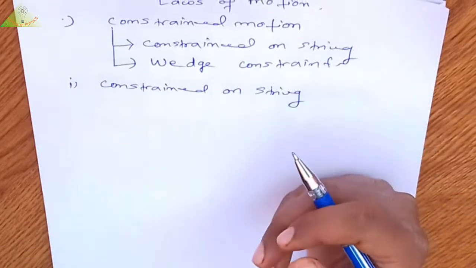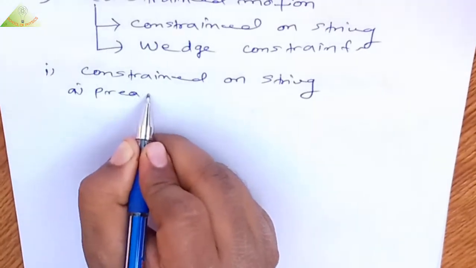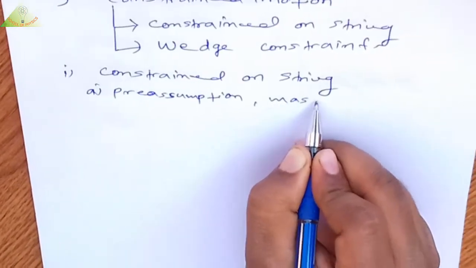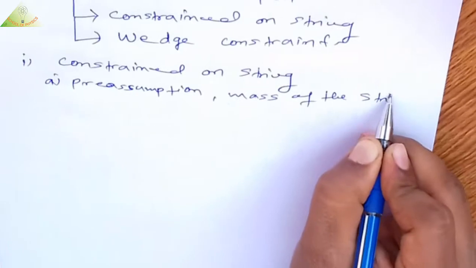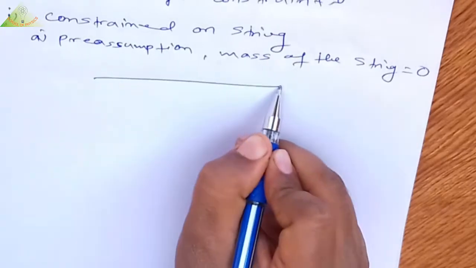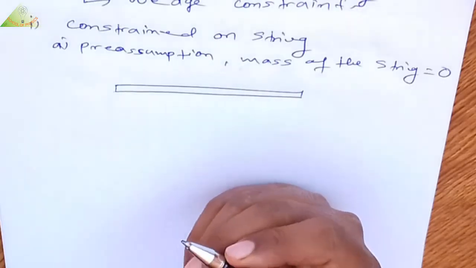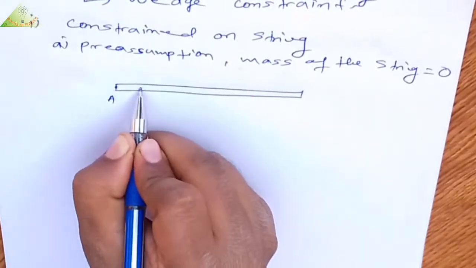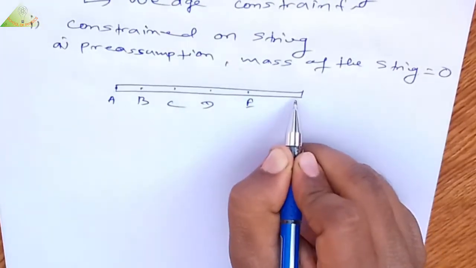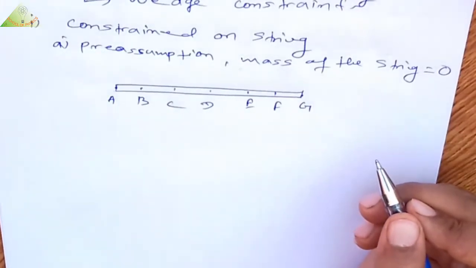String means a rope, and there is one pre-assumption you should note here: the mass of the string is 0. There is no mass in the string. Suppose this is a string, which is a combination of the smallest particles, and I am pointing out this point as A, this point as B, C, taking some random points D, E, F, and this one as G. This constraint generally has three conditions.